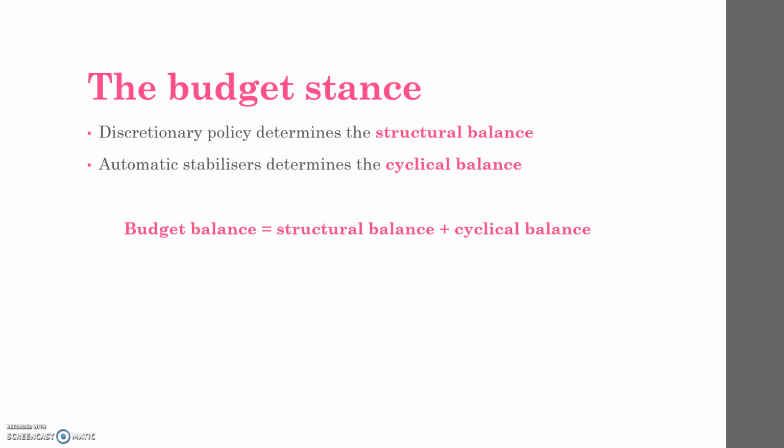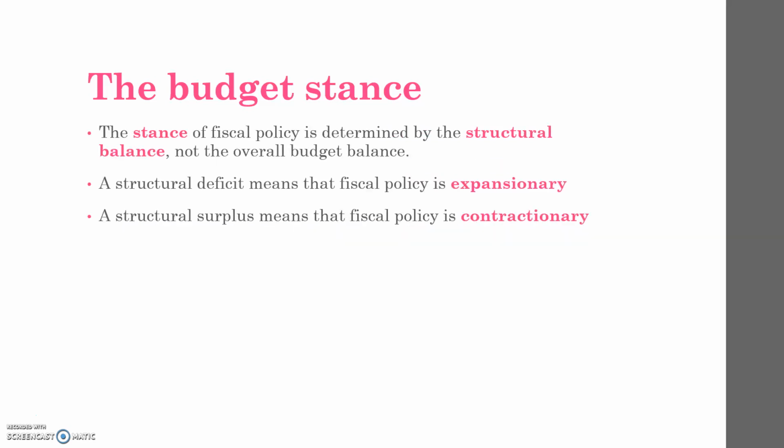So if there is a change in the budget balance, both components, that is the structural and the cyclical balance, could change, or only one of them might have changed. It really depends on the context in which you're discussing changes in the overall budget balance. The reason why we differentiate between structural and cyclical balances is that the stance of fiscal policy, or the impact of fiscal policy, is only determined by the structural balance and not by the overall budget balance.